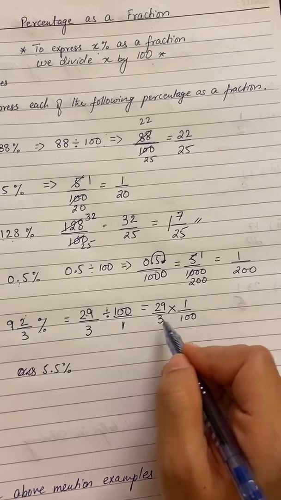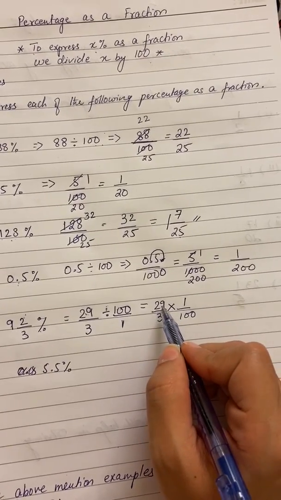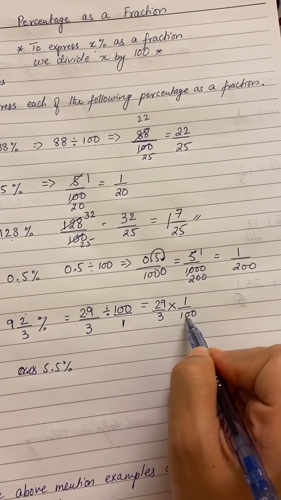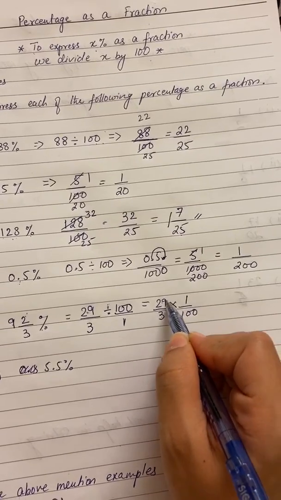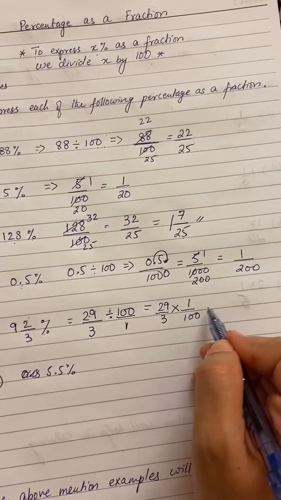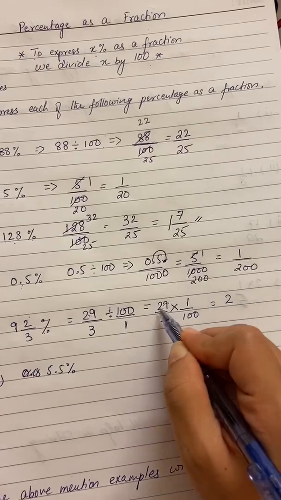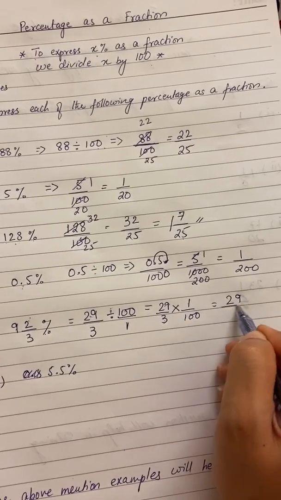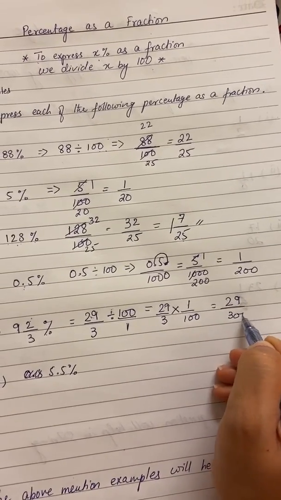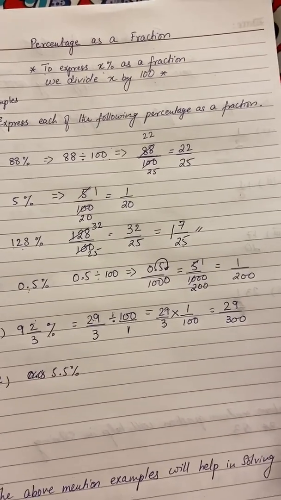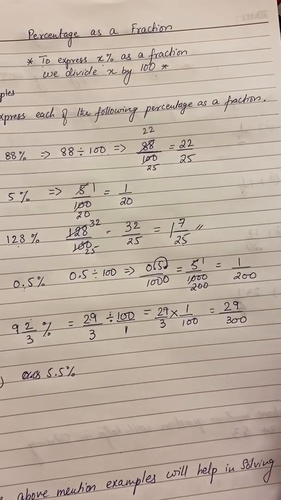Now I'll see if I can simplify. 29 and 100 cannot be simplified. 3 and 1 cannot be simplified either. So I'm going to just simply multiply them. 29 times 1 is 29 and 3 times 100 is 300. So that's it. This is the answer. It cannot be reduced further.